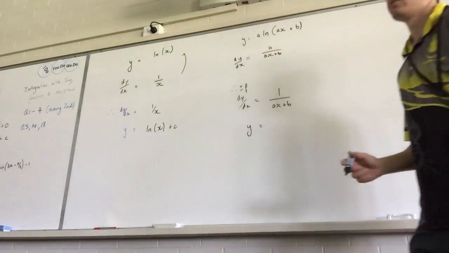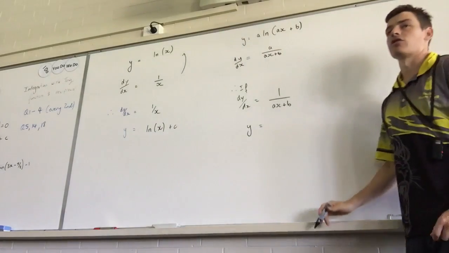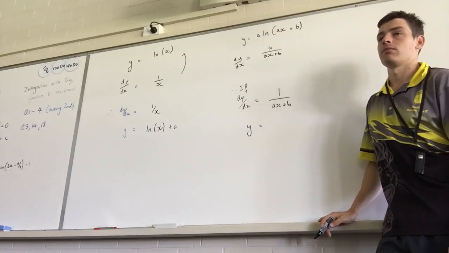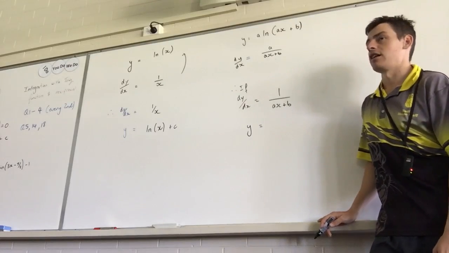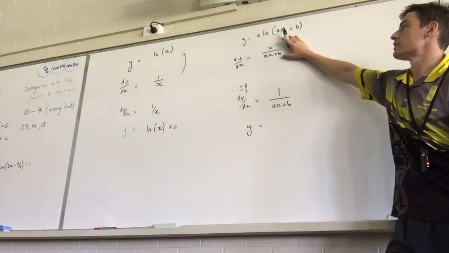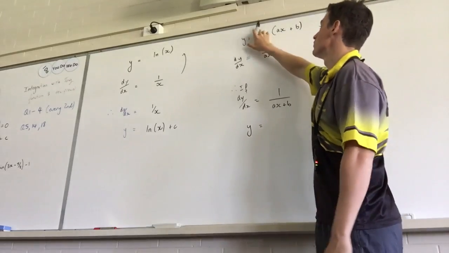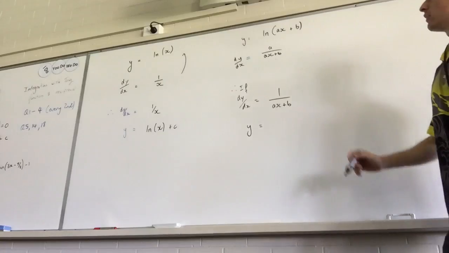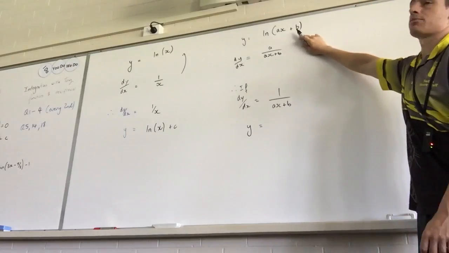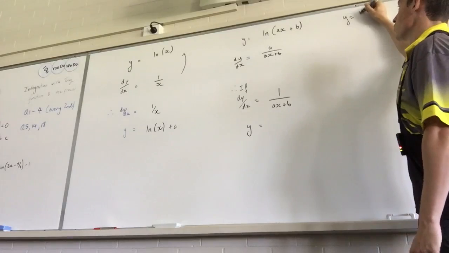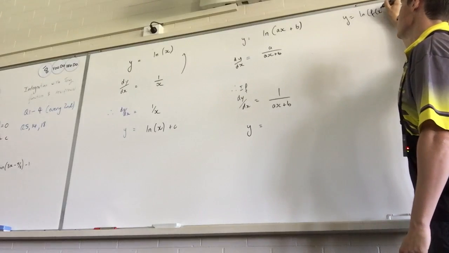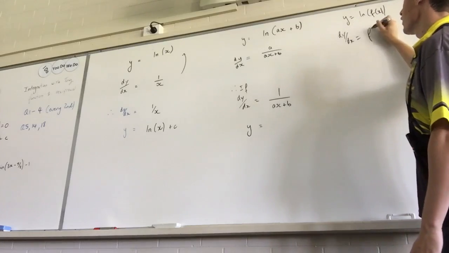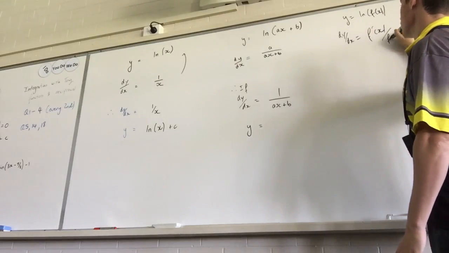Happy with that? So if we wanted to find the integration of 1 on x, that would become ln x. Say we had that function there, y equals ax plus b. Remember, y equals ln f(x). The derivative of that, dy/dx, equals f dash x over f(x).